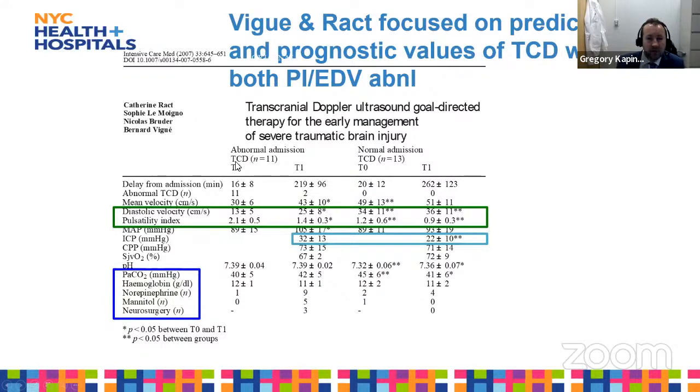TCDs in the ED upon arrival of a severe TBI correlated subsequently to the placement of an ICP monitor. The patients who were with a low PI had actually lower ICP subsequently. They were 22 as opposed to 32 in those that had a PI of 1.4 as compared to 0.9. And the diastolic velocities also predict that, because the diastolic velocities are better, 36 in the patients who will have a normal ICP versus the patients who had a decrease in their velocities at 25 had actually a higher ICP subsequently. So this was TCDs in the ED correlation to the subsequent ICP upon an EVD placement in the ICU.